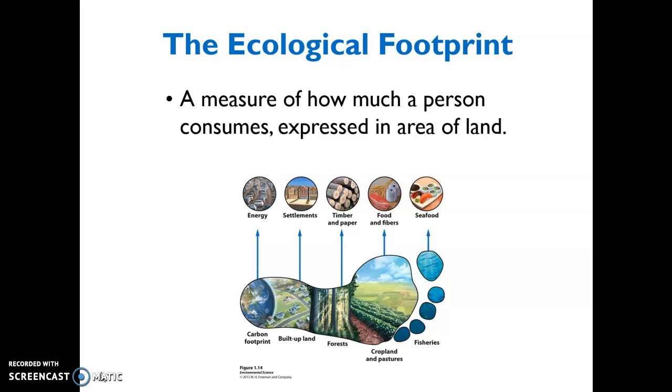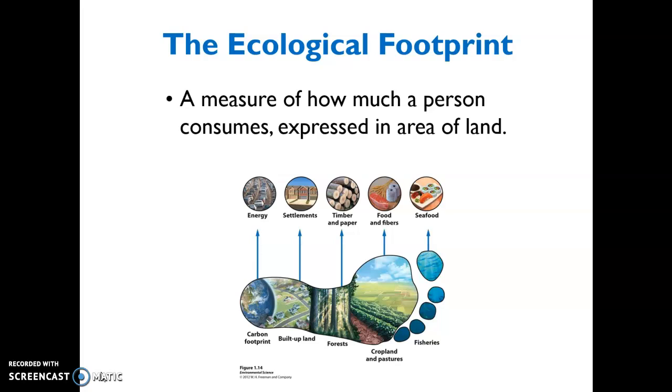So let's look at some of the things that we consume. We consume food, right? So cropland. And that land can be measured in the amount of area of land. So depending how much you eat and whether it's meat or grain, that will change the amount of area of land that's needed to support what you as an individual consume.